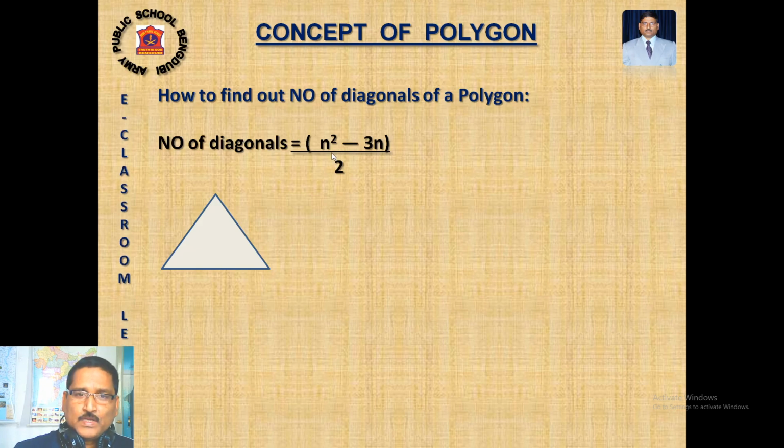So even if we follow this formula, n squared minus 3n by 2, you still get the number of diagonals of a triangle as 0. How? 3 squared.